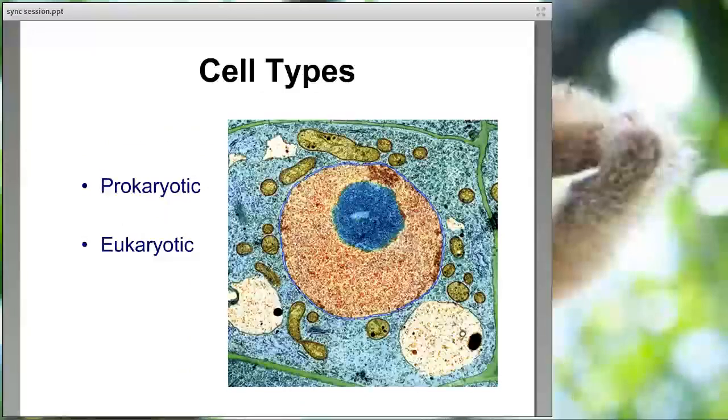If we were to split all of our cells into two main groups, we have prokaryotic, and karyo is the nucleus. Pro means before, so prokaryotic are before the nucleus. And these are going to be our bacteria cells. And then we have eukaryotic. Eu means true. So those are going to have a true nucleus.